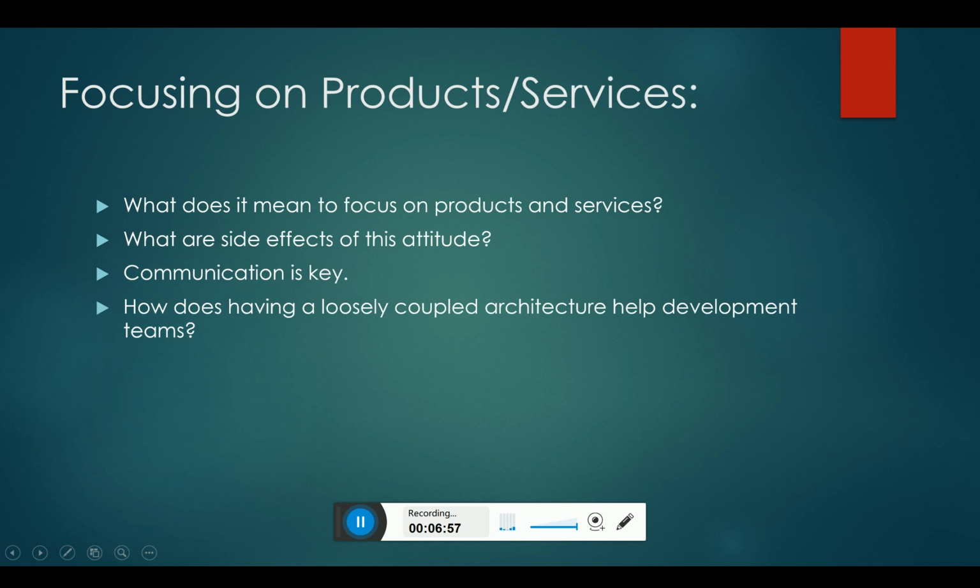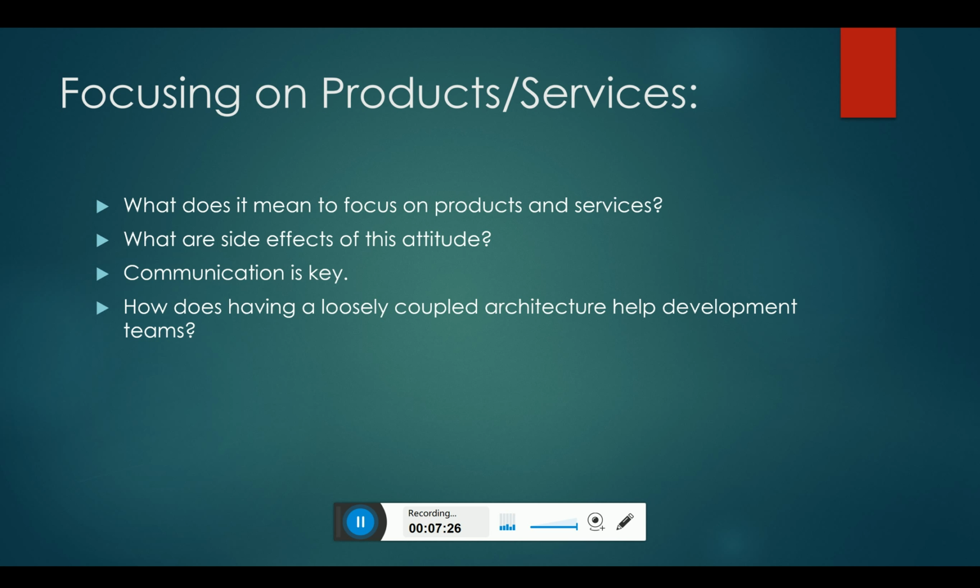Alright, focusing on products and services. What does it mean to focus on products and services? Well, it means pretty much just to focus on what you're actually going to get paid on, getting it polished, and how you can improve what you're already doing to make more money, right? You want to get it out faster, and not spend as much money as you need to.